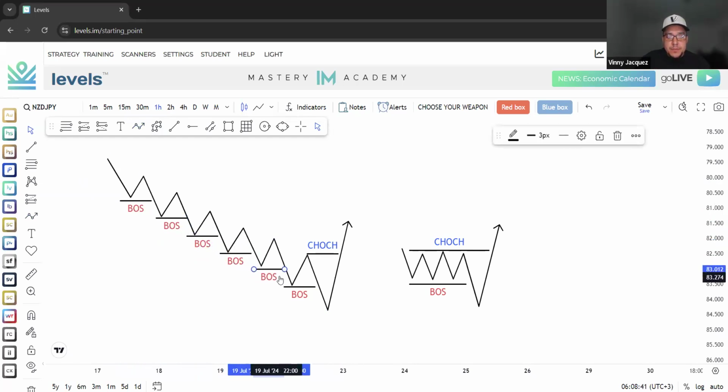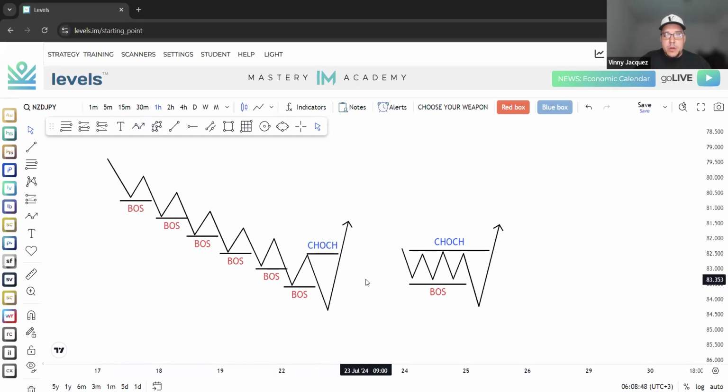But as soon as we break and close above a high, boom, it's time for a reversal. This is going to be our head and shoulder setup, right? Give me a one if that makes sense, guys. And again, I know I'm repeating myself, but repetition in this is key.